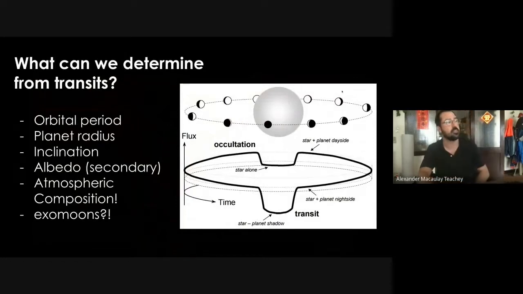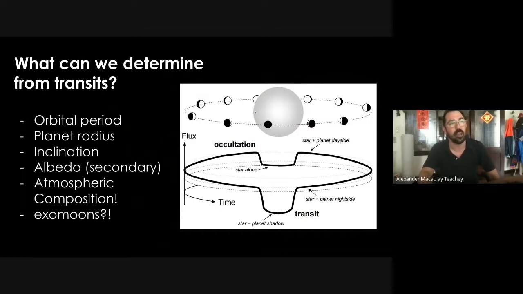What can we determine from these transits? Well, again, we can measure the orbital period. We can also measure the planet radius. You can see that the amount of starlight that's getting blocked out is going to depend on how large the planet is. So we can measure that from how deep this transit is. We can say something maybe about the inclination that we are seeing.